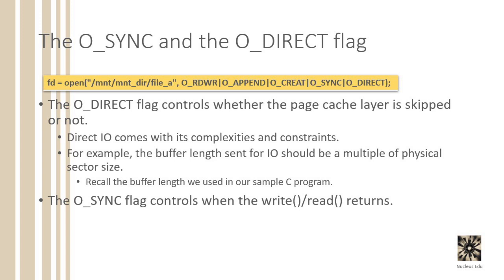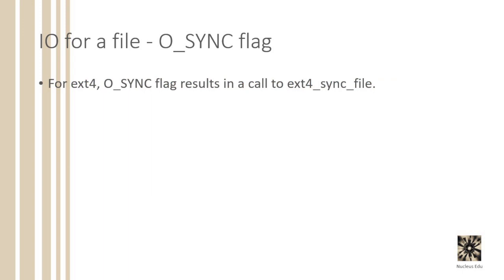So next is the O_SYNC flag. This controls when the read or write call returns, right? Without the sync flag, the write call would return just after writing to the page cache, and the flush would happen in the background, right? Let's look into these flags one by one, and how your IO would behave if one of the flags is used.